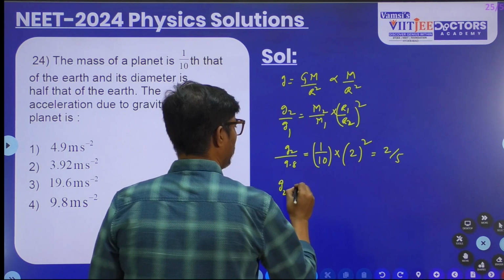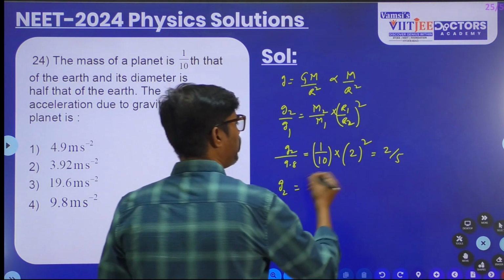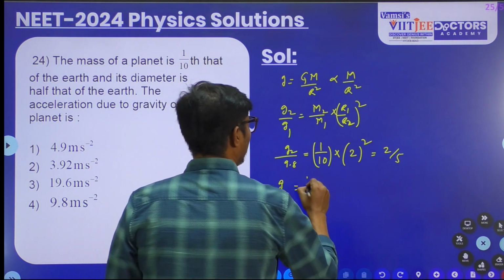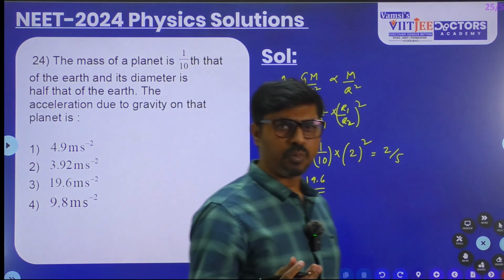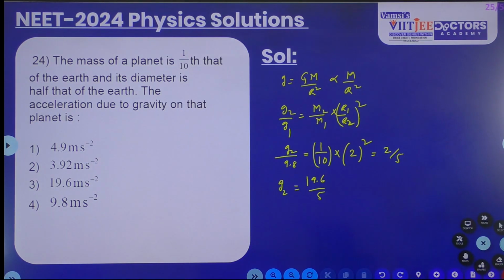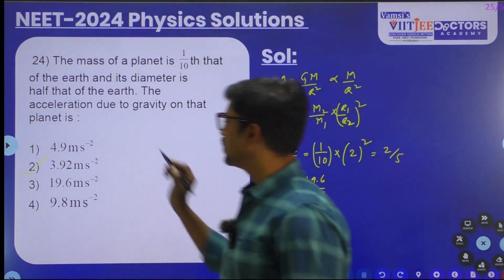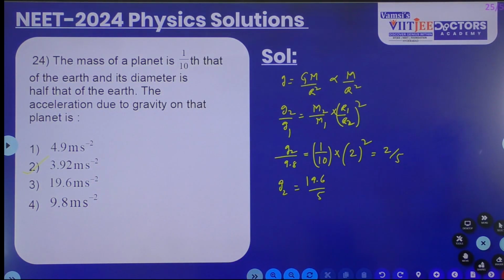So g2 will be equal to 9.8 into 2, 19.6 divided by 5. 19.6 is approximately 20, right? It's slightly less than 20. 20 by 5 would be 4. It should be slightly less than 4. So you can do approximate calculations very easily here.